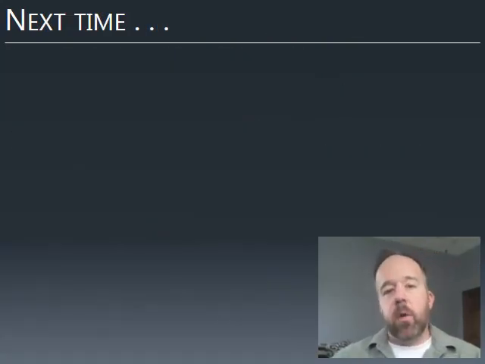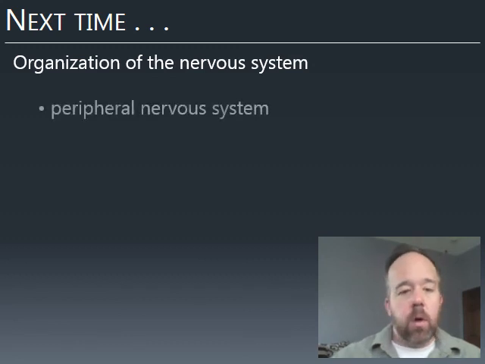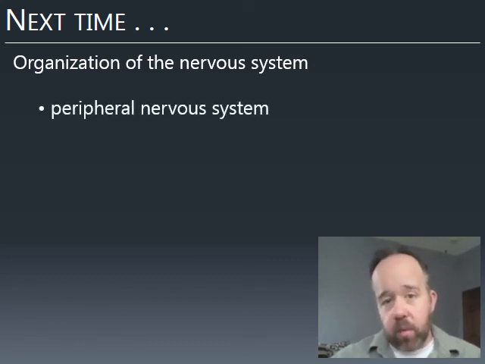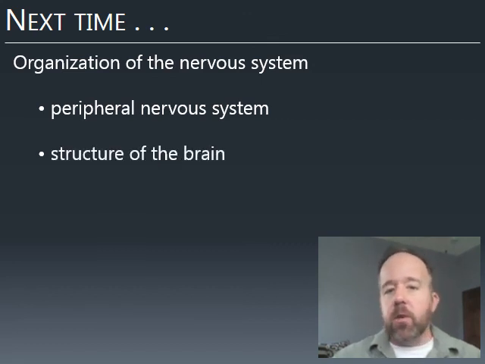Okay, that will do it for our unit on neurons. Next time, we'll move on to the organization of the nervous system at large. So we'll talk about the peripheral nervous system, which is the portion of your nervous system that's out in your body. Of course, it's all in your body, but we mean the periphery, your limbs, your torso. We'll talk about the central nervous system, which is the brain and the spinal cord.